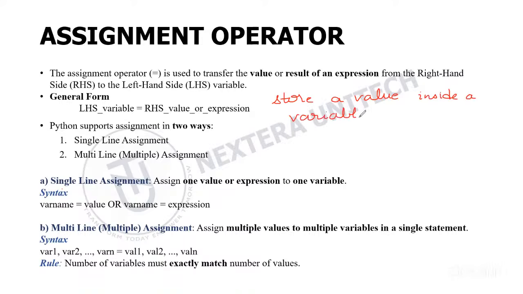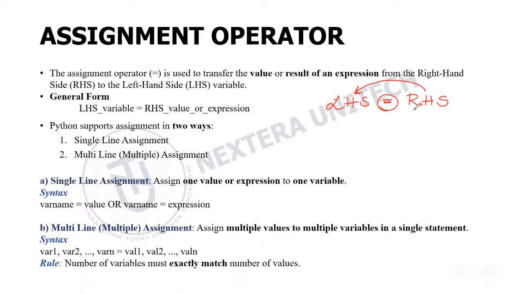When you want to store a value or data or literal inside your variable, you can use the assignment operator. The assignment operator is the equal to symbol. What this does is it will transfer the value, or the result of an expression, from the right hand side to the left hand side variable. To understand this, when we have a left hand side value and a right hand side value, this assignment operator, which is equal to, will assign the right hand side value to the left hand side value.